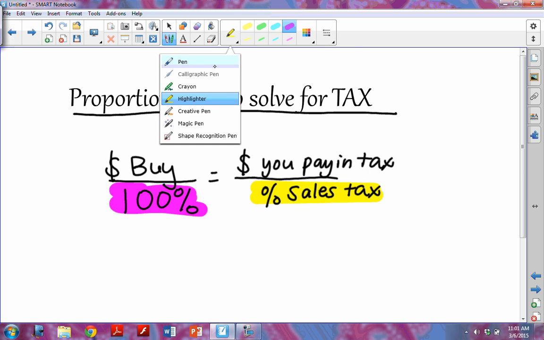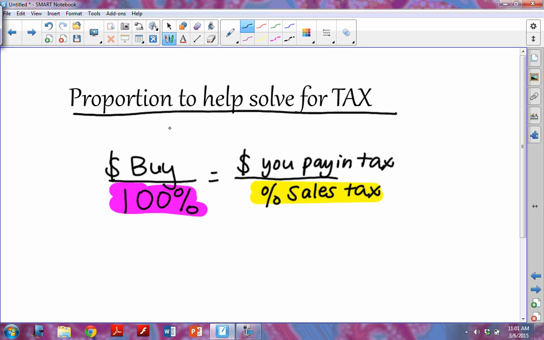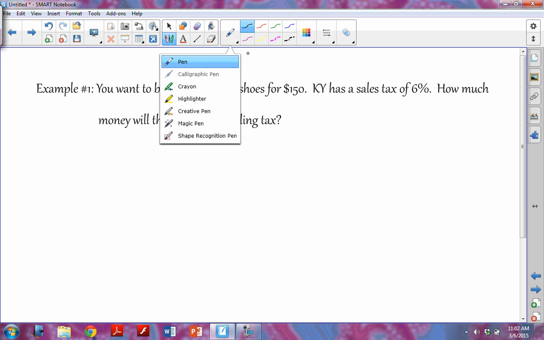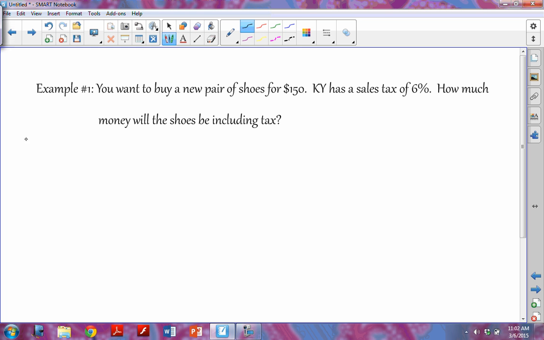So Ms. Pilcher is going to do an example for you. So here's your example. So it says you want to buy a new pair of shoes for $150. Kentucky has a sales tax of 6%. How much money will the shoes be including tax? So the first thing that I like to do is I'm going to go ahead and write what the proportion is that I need off to the side.